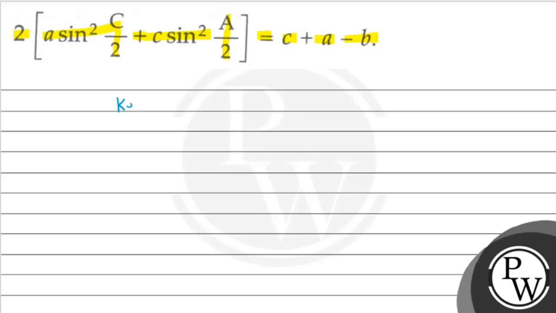So the key concept for this question is the sine rule. So what's the sine rule? If we have a triangle, let's say this is triangle ABC, the side opposite to angle A is small a, the side opposite to angle B is small b, and the side opposite to angle C is c.